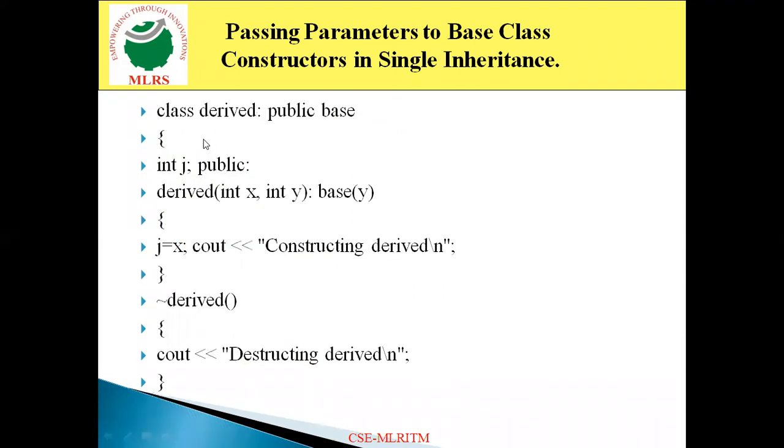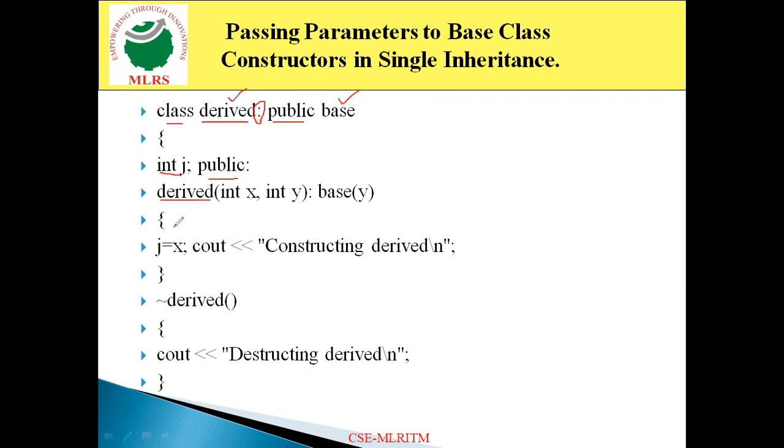Then this is the base class. Then go to the derived class. Now here in the derived class, I am specifying class. The name of the derived class is derived. Then colon. I am deriving a new class derived in public mode from the base class base. Then again, here I specify int j as a data member in the private mode, and in the public mode, I am defining the constructor named derived.